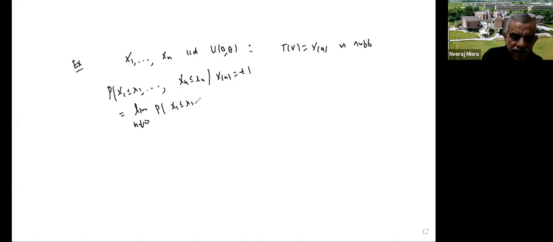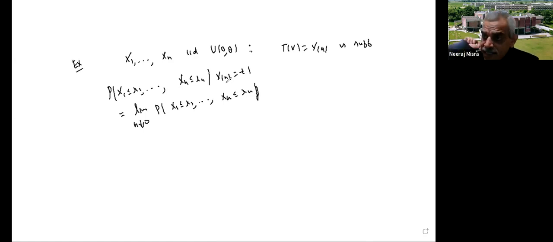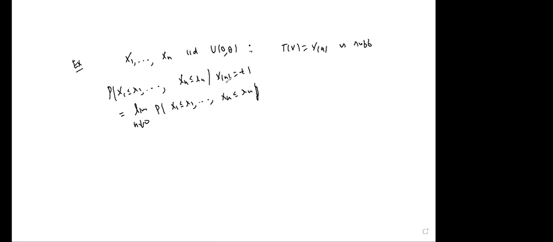X1 is less than or equal to x1, ..., Xn less than or equal to xn. And now note that in the discrete case, you could have directly written this as the probability X(n) is equal to t. But in the continuous case, you cannot write down the probability X(n) is equal to t, because the event X(n) equal to t has 0 probability, because in the continuous case, the value at a single point is always 0. So you cannot write down that.